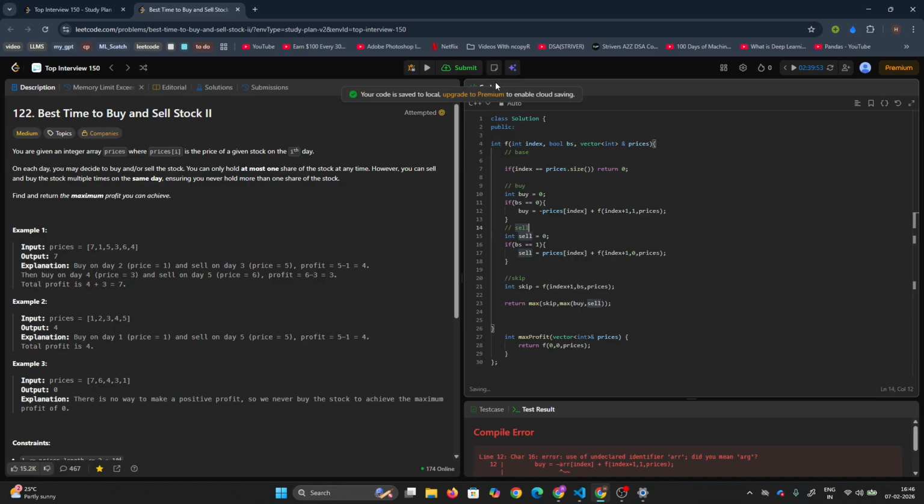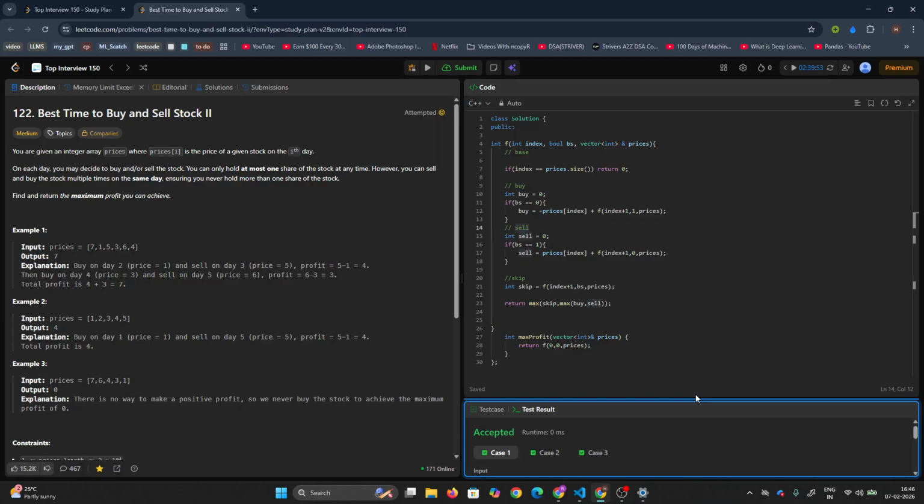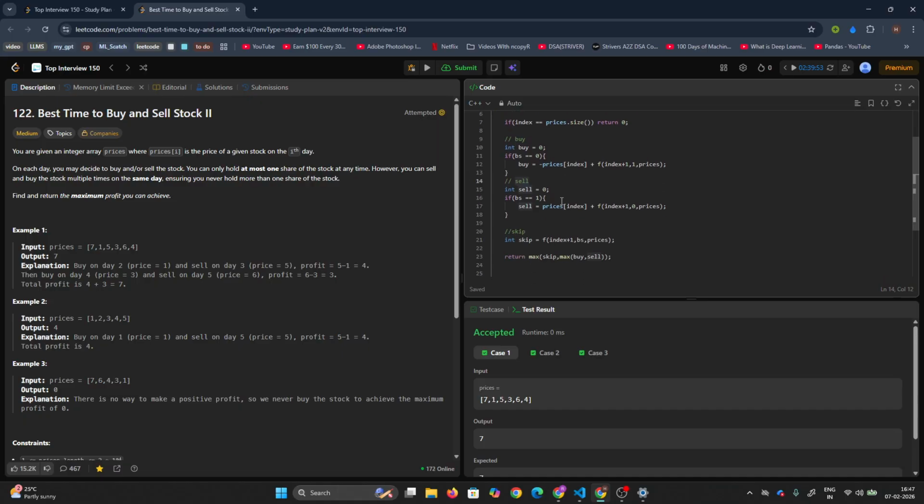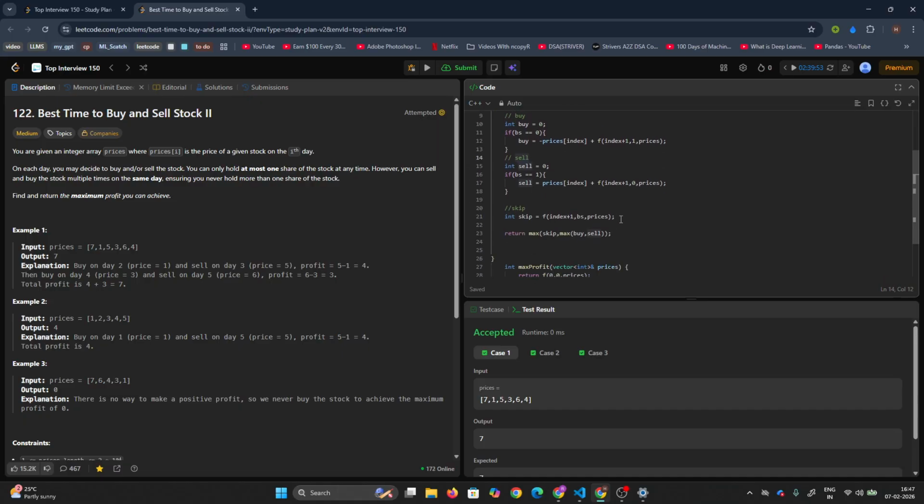I guess it should work now. Yeah, so you can see this got accepted. But now what is the problem? Since we are dealing with recursion, what will be the time complexity? So you can see there are 3 branches in this recursion. So our expected time complexity will be 3 power n, where n is the size of the array.